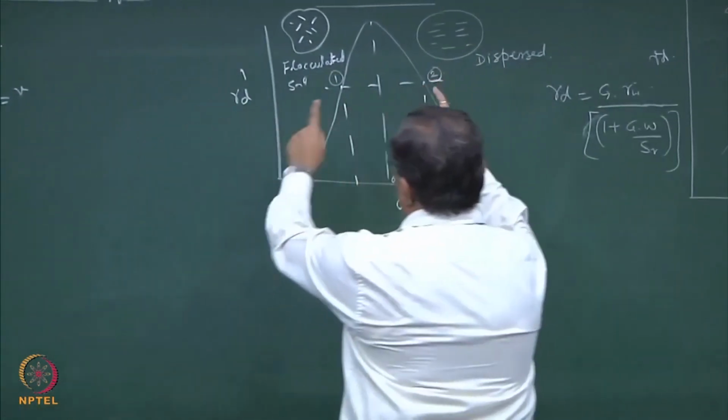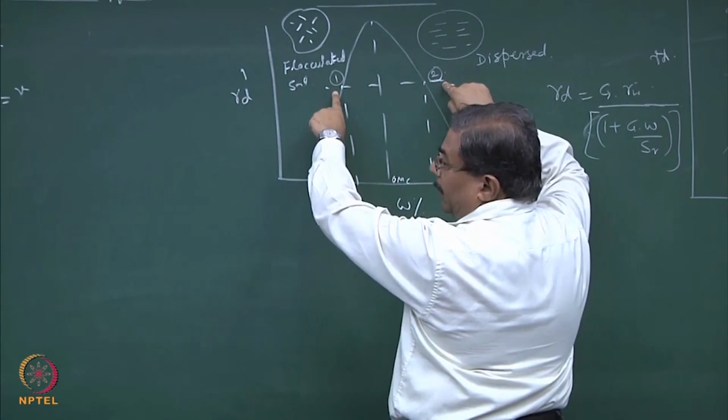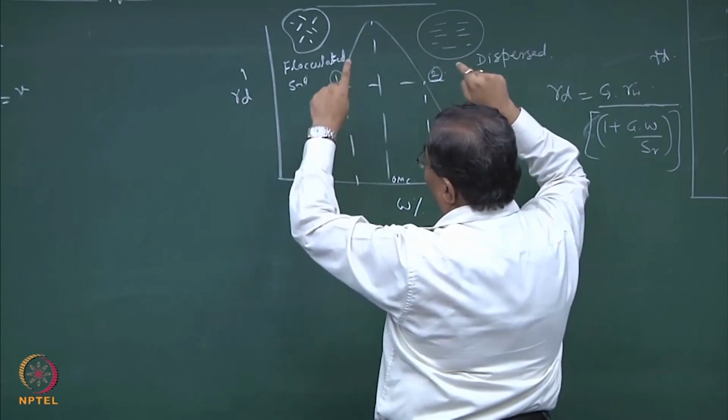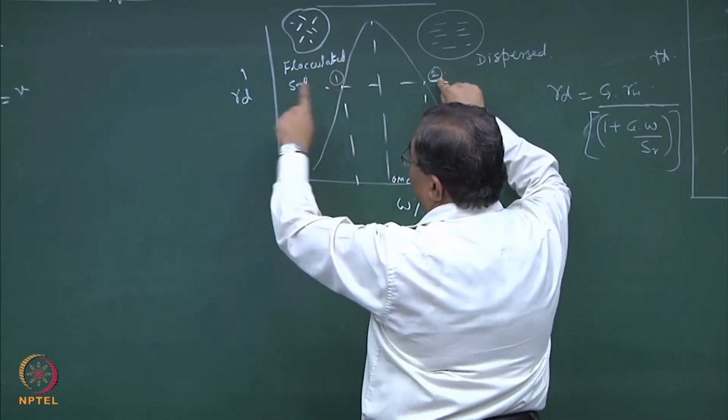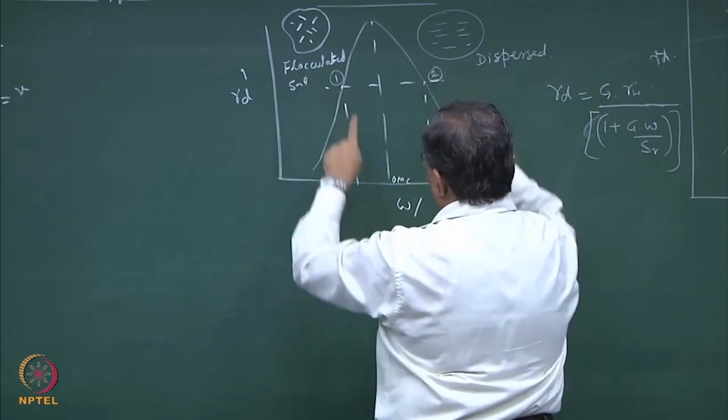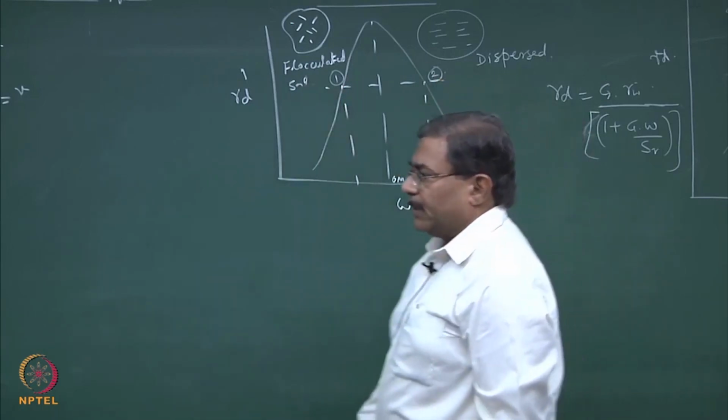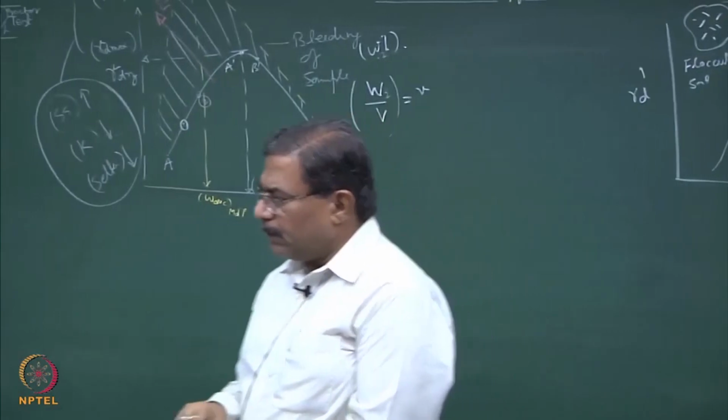So, truly speaking, 1 and 2 are very interesting parameters or states of the material for the same gamma d for a person who is into the construction industry. All right.